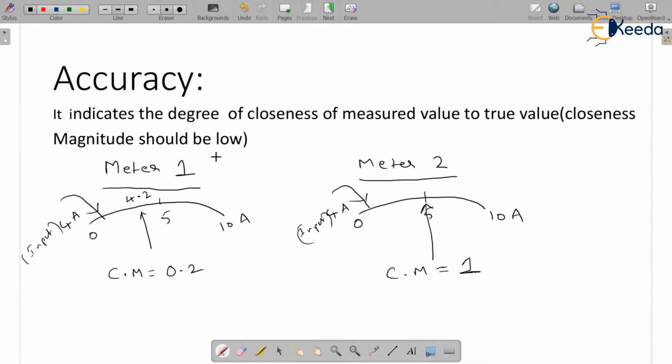If you are asked to choose between meter 1 and meter 2, which meter do you prefer? Whenever you give 4 amperes, if it shows 4.2, this is the meter I require. So my conclusion is meter 1 is the best meter, since the closeness magnitude is low. Now let's go on to how it is represented.